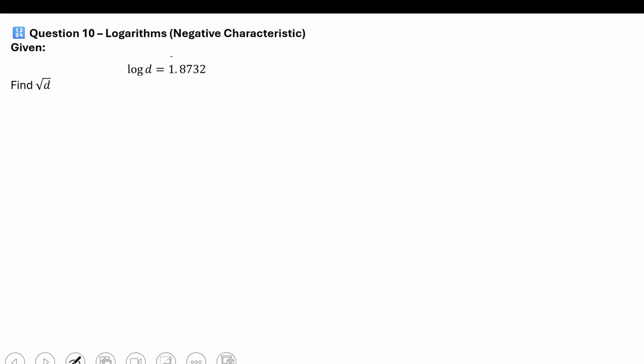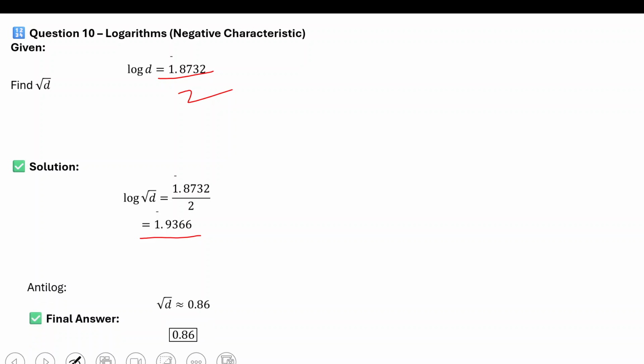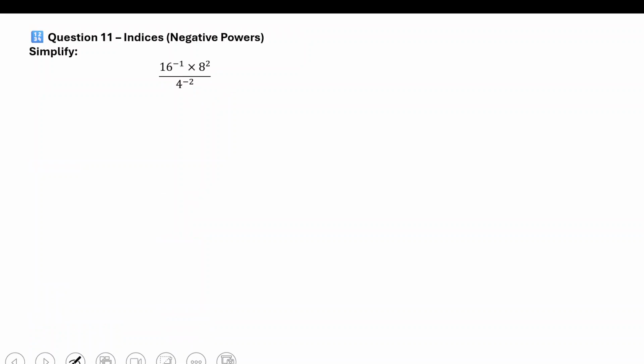Again, if I have log D given as 1.8732, find the square root of D. For square root, just divide this log by 2, right? That's what's going to happen here. You get the answer, then you get the antilog of this. The antilog is 0.86. All right, so we'll move on to negative powers.